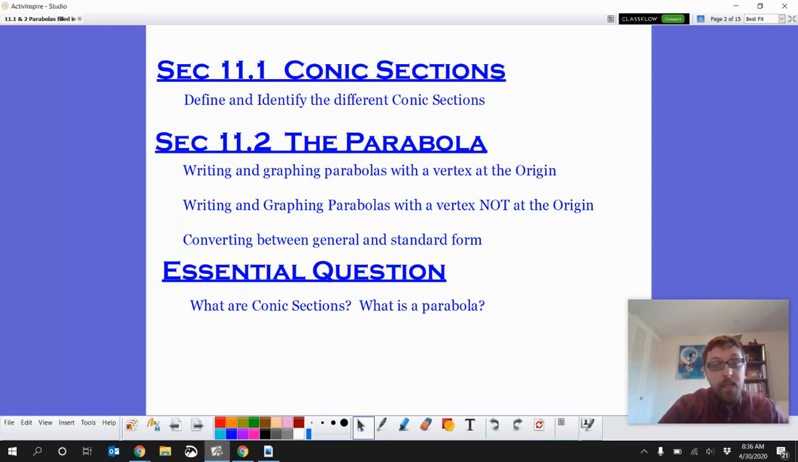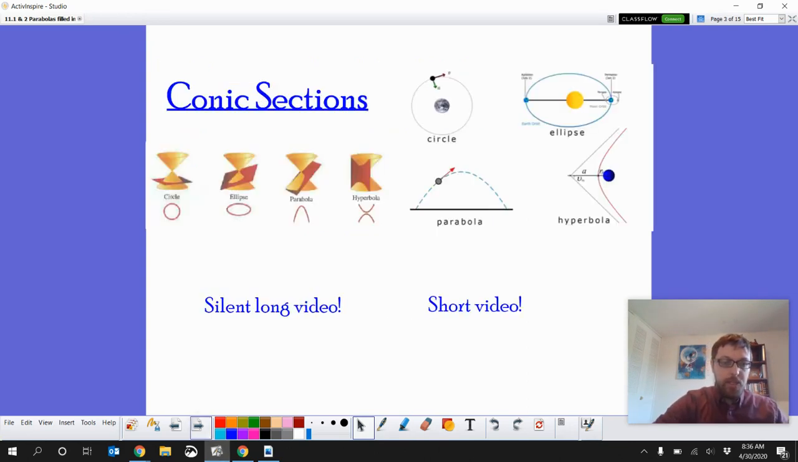What we're going to be working on today is two sections, so section 1.1 and 1.2. I'm probably going to cut this into two videos, but 1.1 is going to be the short one where it's talking about what in general we're doing. There's this idea of conic sections.